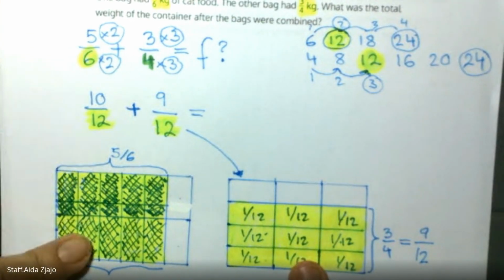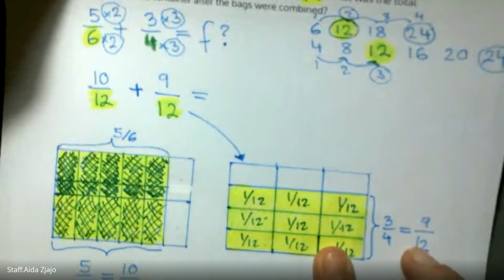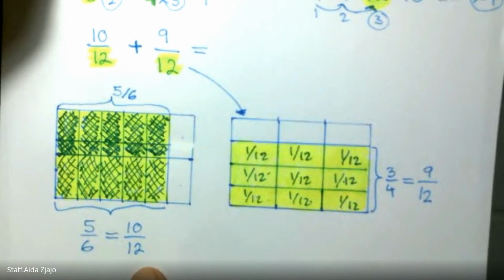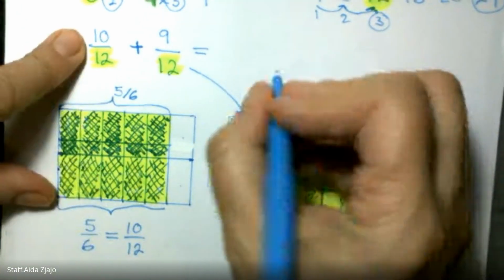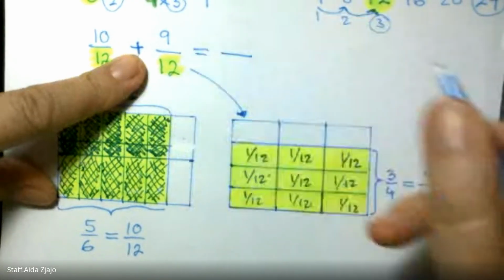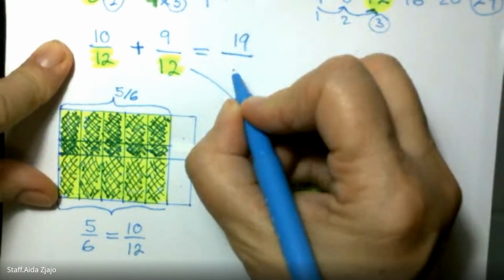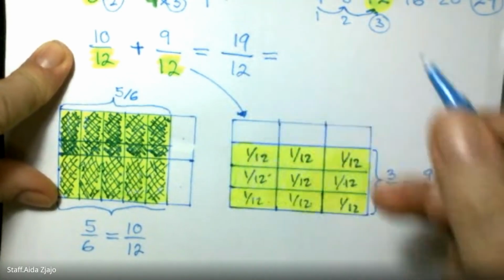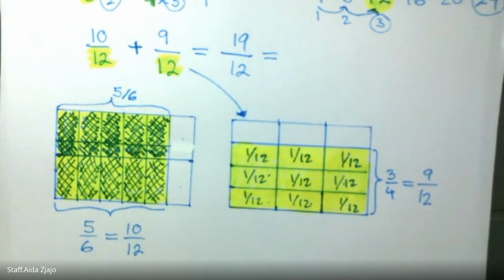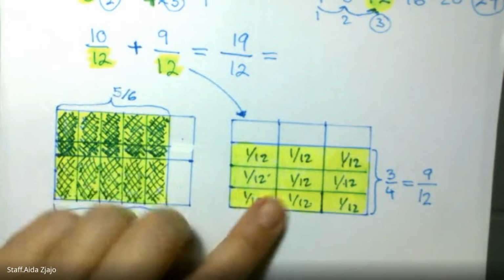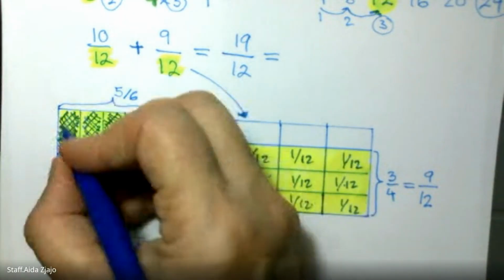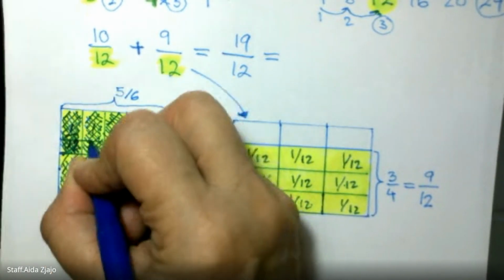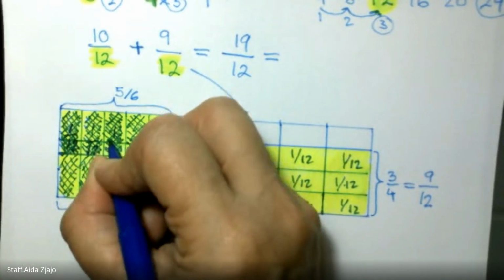So now when the pieces are the same, I can combine them. I can add 10 twelfths and the 9 twelfths together, which will make 10 plus 9 is 19 twelfths. But 19 twelfths is an improper fraction. We have 19 pieces. Each piece is 1/12.